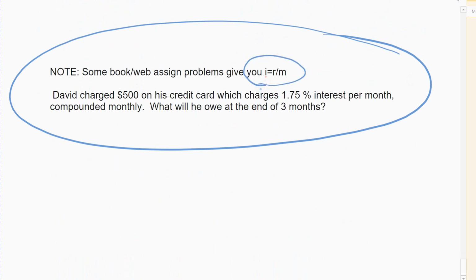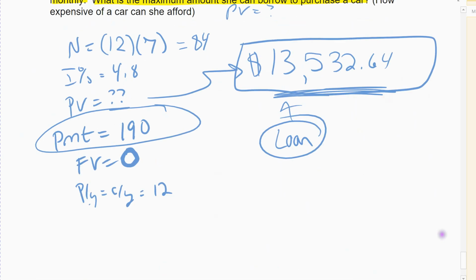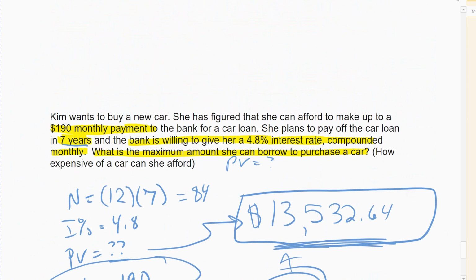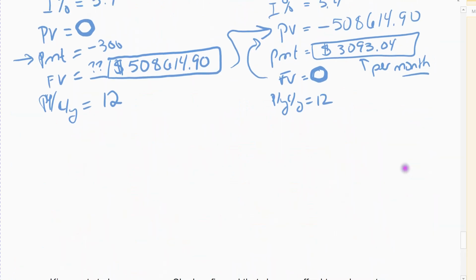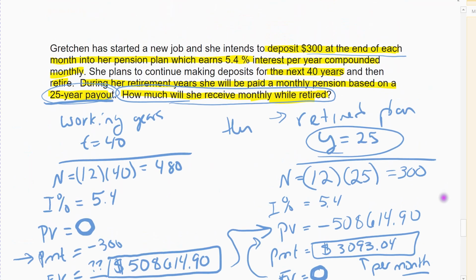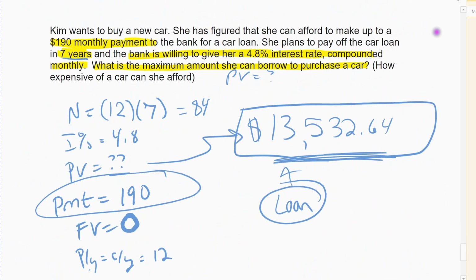Sometimes they give you I. This is an example of actually a problem from the book. Dave was charged $500 on his credit card. He was charged $1.75 per month. If you'll go and look, all of the problems that I give are always giving you an interest rate compounded over a certain time period. All right, so compounded again over a certain time period.